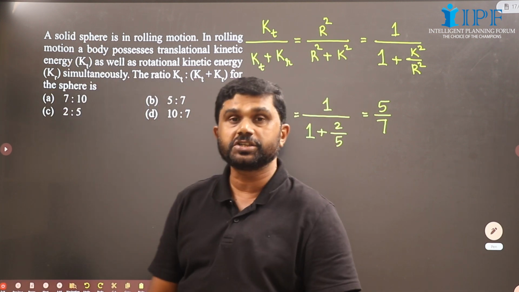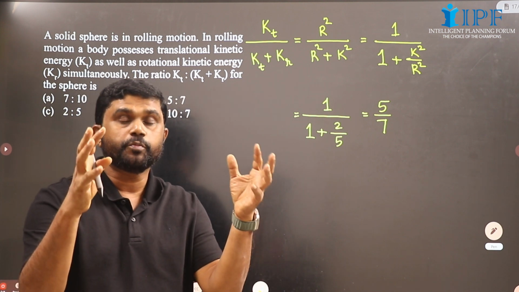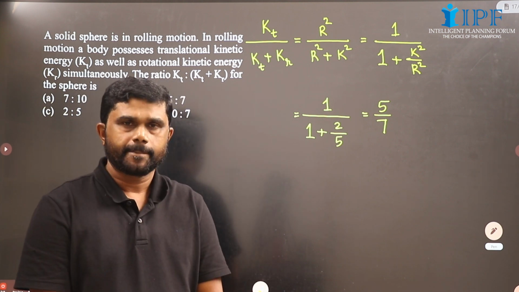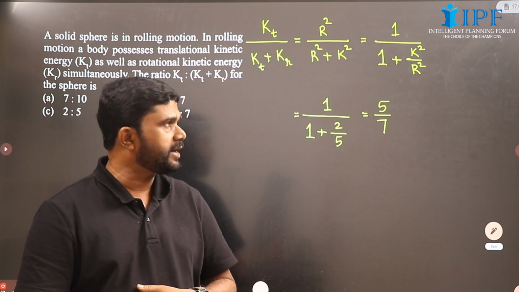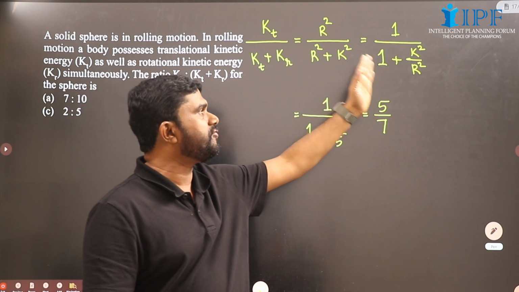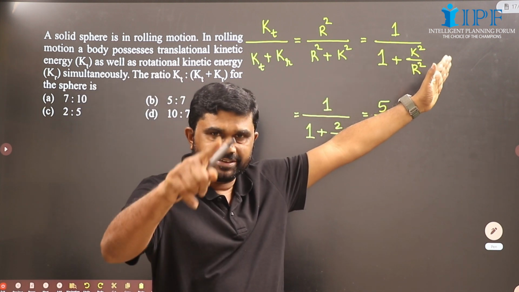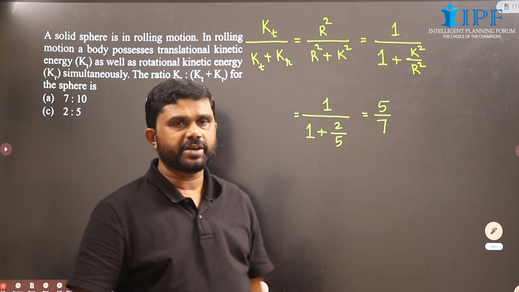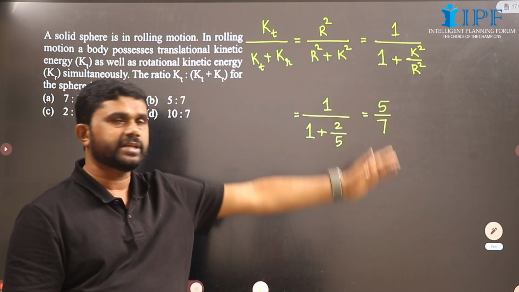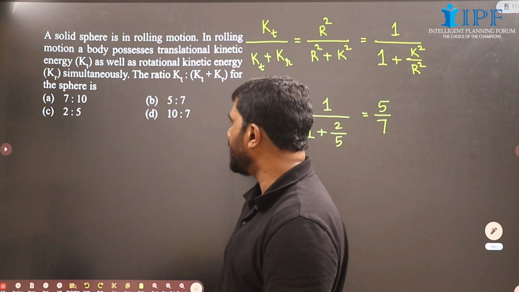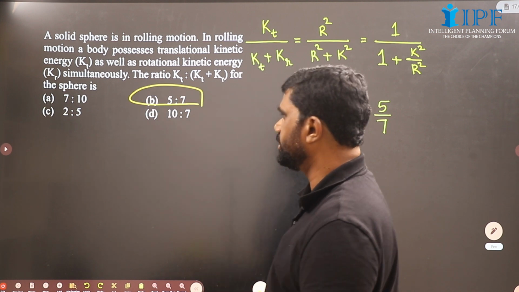Now it is a solid sphere. Moment of inertia is 2 by 5 mr square. So K square by R square is 2 by 5. In the denominator we have 1 plus 2 by 5, that is 7 by 5. 1 by 7 by 5 will be 5 by 7. That we have here, 5 by 7. So the answer must be 5 is to 7.